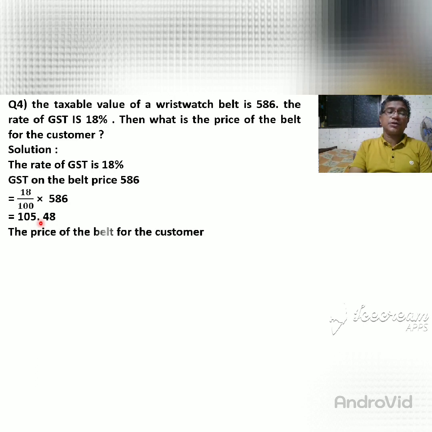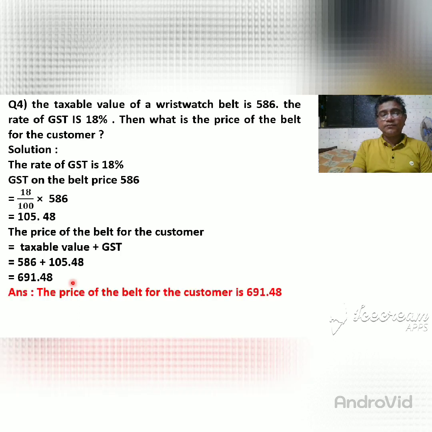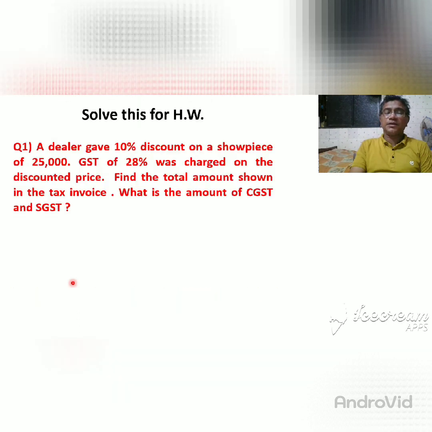So the price for the customer is equal to GST plus taxable amount. Here it is written taxable amount plus GST. Taxable amount 586 plus GST 105.48. 6 plus 5, 11, 1 carry, 8 plus 1, 9, 5 plus 1, 6, so 691.48. This is the price paid by the customer.